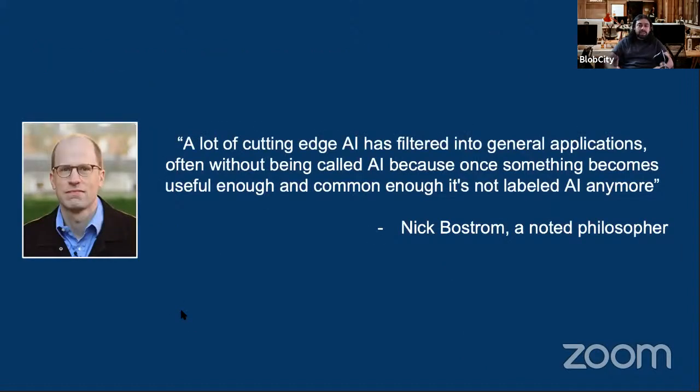Now, what's important to note is that Nick Bostrom, who is a very noted philosopher, put out a statement which is very clear. He said, a lot of cutting edge AI has filtered into general applications, often without being called AI, because once something becomes useful enough and common enough, it's not labeled AI anymore. Now, what is an example of something that's so useful and so common that we don't call it AI anymore? The answer is automated transmission in your cars.